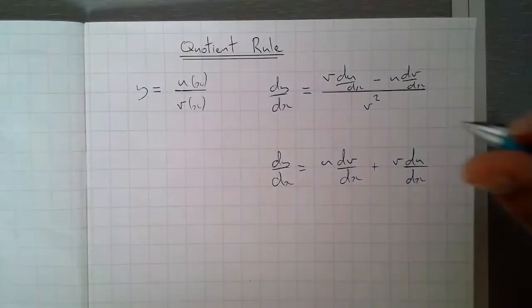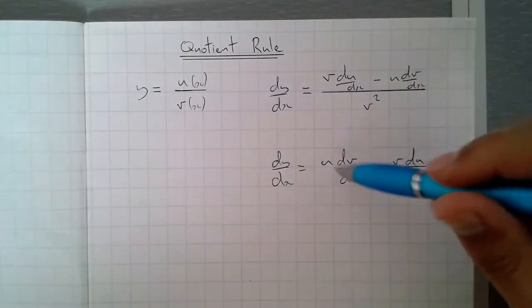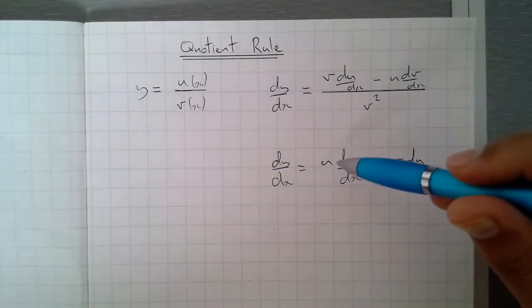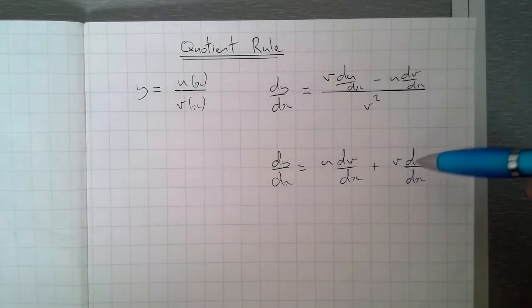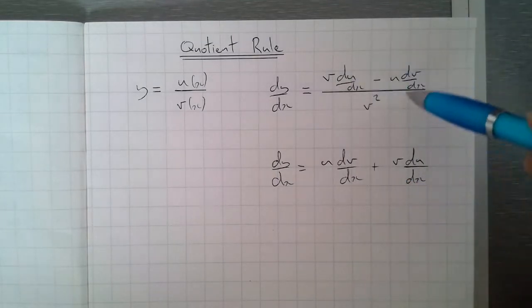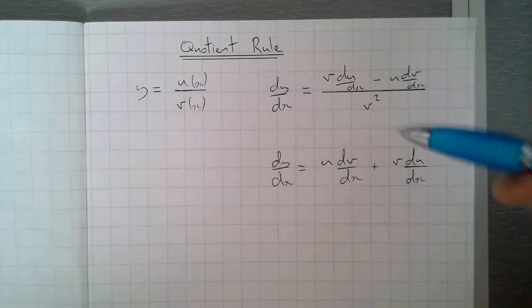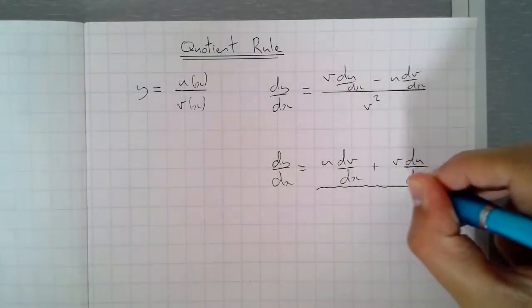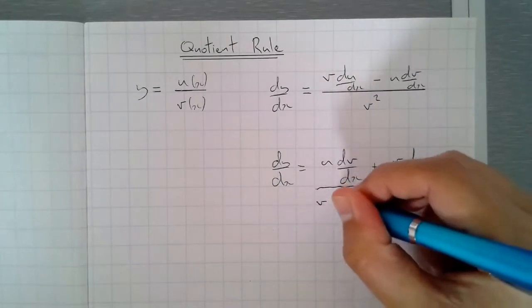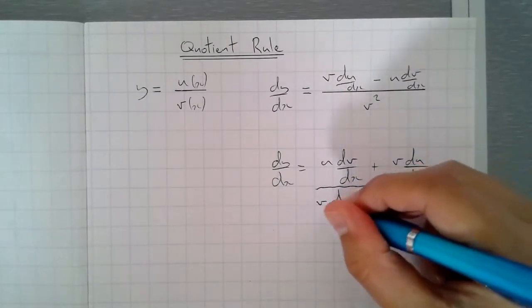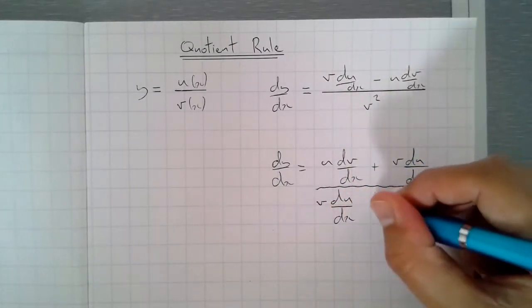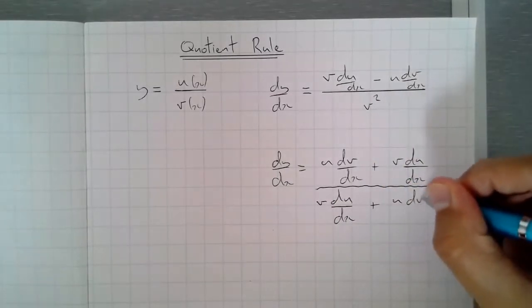Now I always used to remember this one fine because you differentiate one, leave the other one alone, and add it to the other way around. However, when I was your age, I used to forget this all the time. So what I actually ended up doing was writing the product rule like this all the time. I used to write it as v du/dx plus u dv/dx.